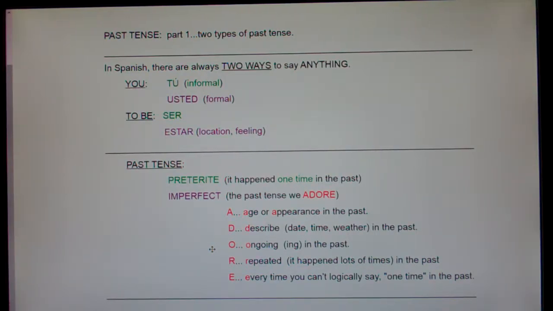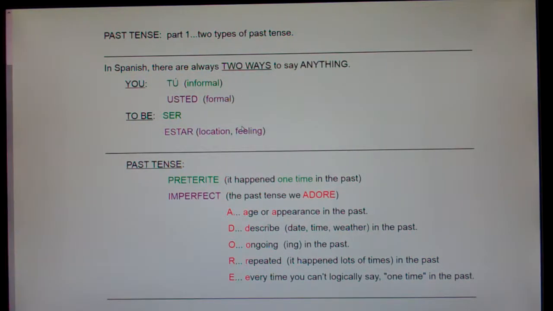R stands for repeated. It happened lots of times in the past. She always laughed at his jokes. I always studied for quizzes. I wish that were true for everyone. It was always hot in my grandmother's house. And E stands for this. Every time we can't logically say one time in the past.